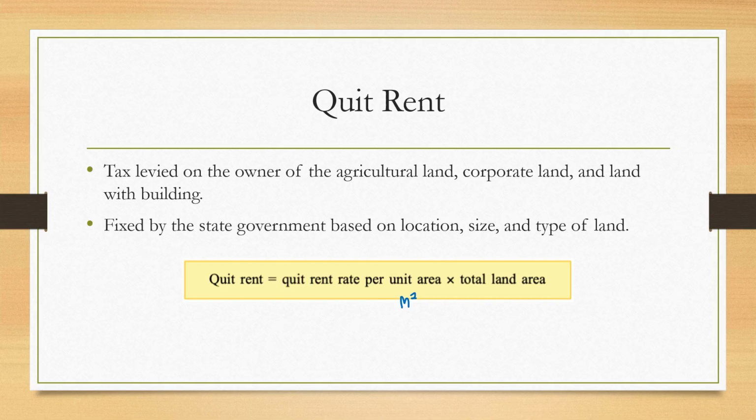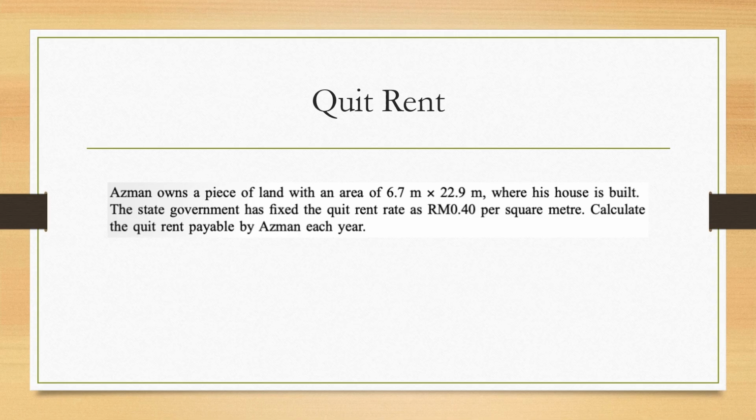Move on. Quit rent. Ahmad owned a piece of government land with an area of 6.7 meter times 22.9 meter. This is not per unit area. This is not meter square. You have to multiply these two figures to get your meter square. Quit rent rate 40 cents per square meter. Calculate the quit rent payable by Ahmad.